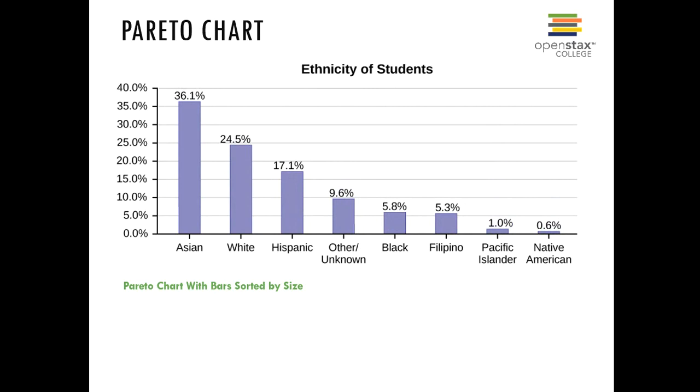Here is a Pareto chart, and all we did is we ordered them from the highest ethnicity to the lowest ethnicity. What this does is it quickly shows you which is the highest to which is the lowest. So that was qualitative data analysis using graphs. Again, we can only use a pie chart or a bar graph.